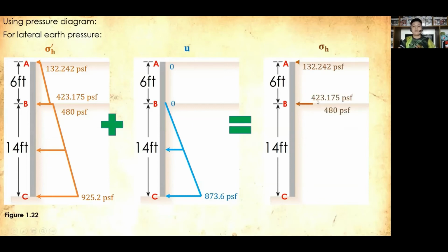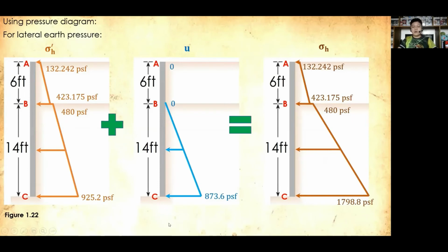At B, we have at the top 423.175, and at the bottom 480 psf. While the total at C is now at the full magnitude of 1,798.8 psf. Connecting now the points, so we can already complete our pressure diagram.